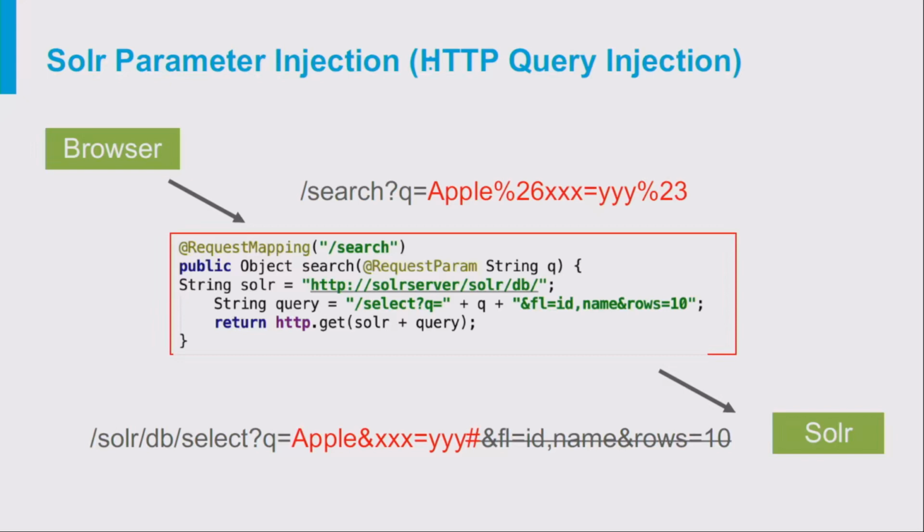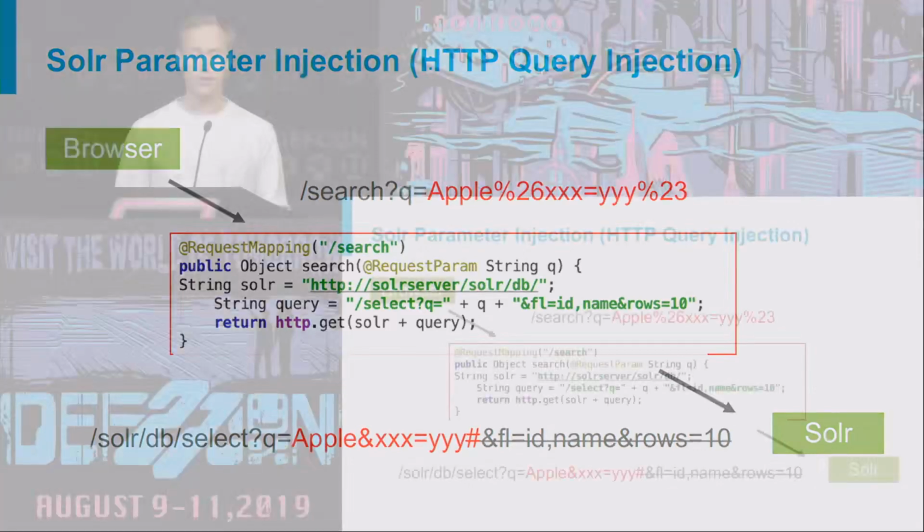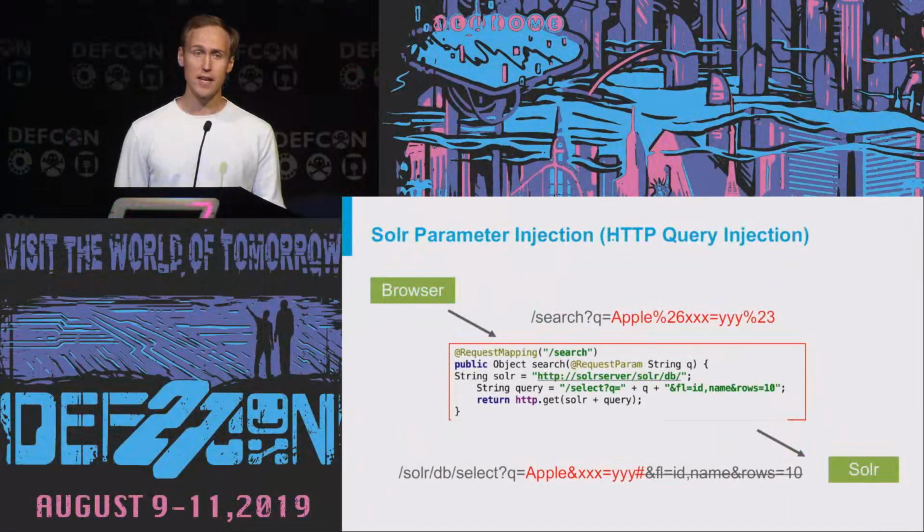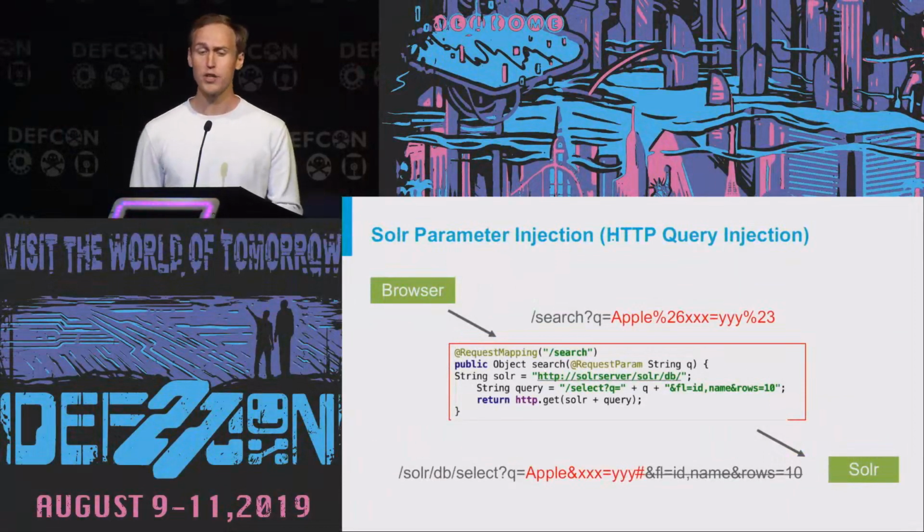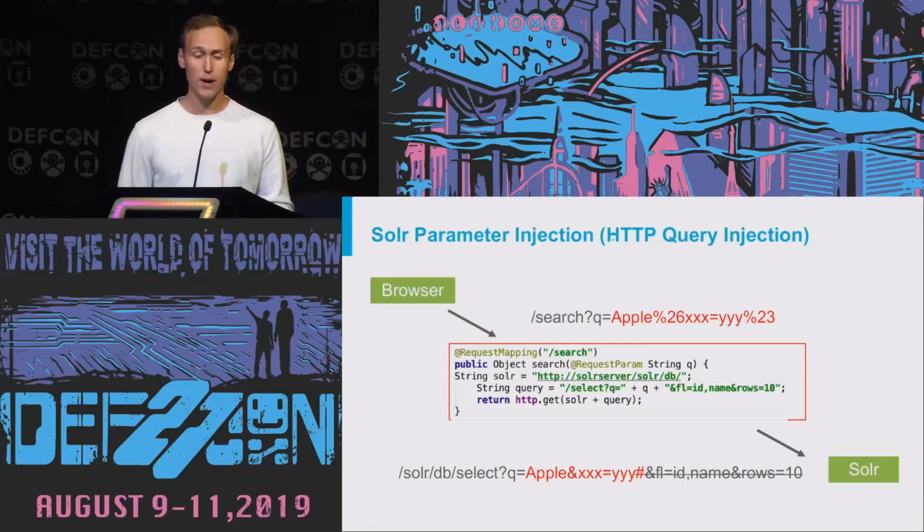But I would call this vulnerability Apache Solr parameter injection, and it's basically a subset of HTTP query injections. But normally in HTTP query injections, you are quite limited in terms of impact because you cannot control the full URL where this request will be sent to.